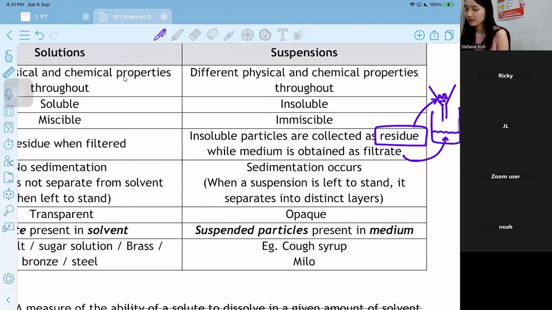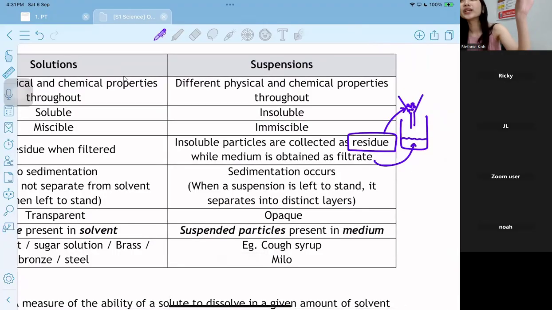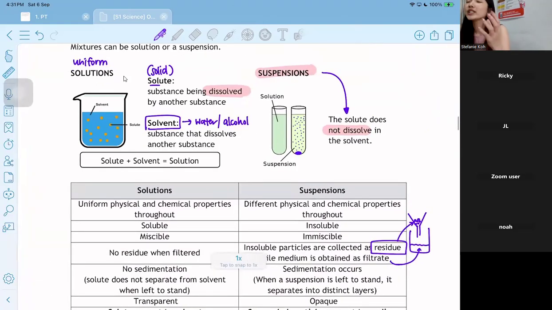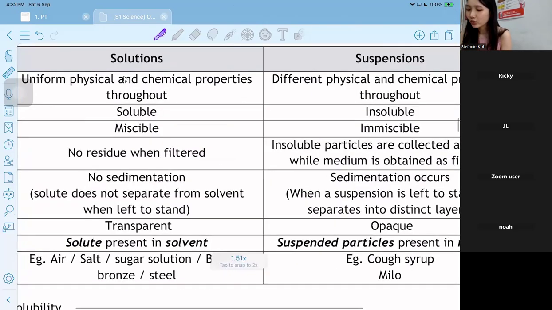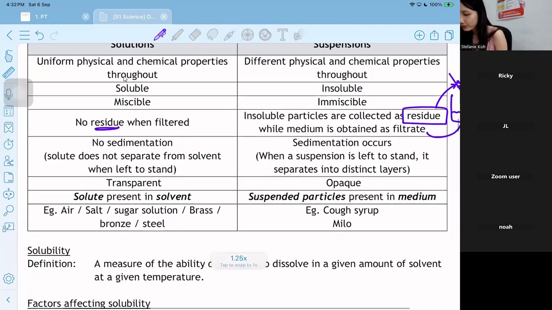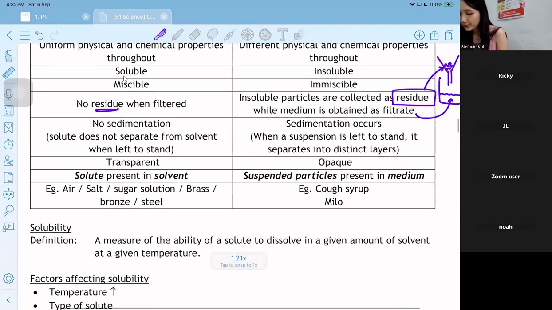But you will only get a residue if you use a suspension and filter. If it's a solution, there are no solids for you to filter out because everything is dissolved. Like salt and water, you pour into the filter funnel, everything will just flow through, right? So for solutions, you won't get any residue. Nothing will be trapped. They will all flow through.